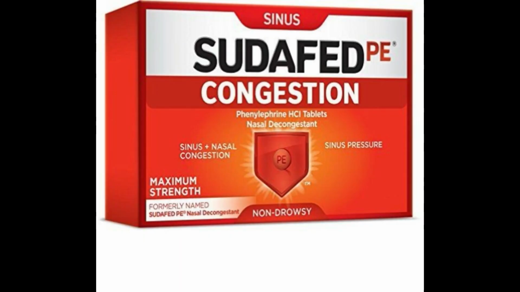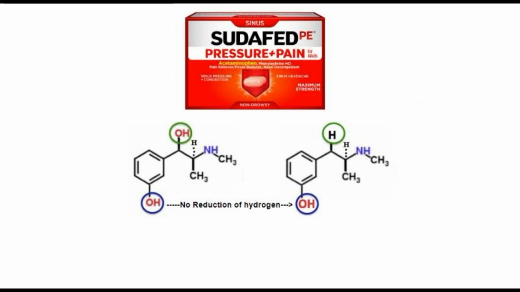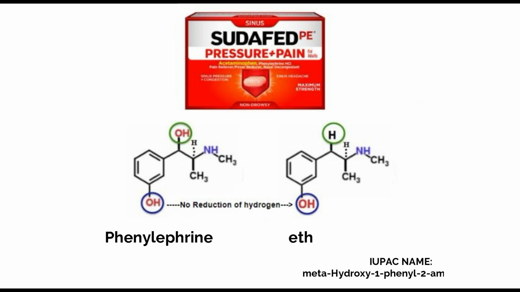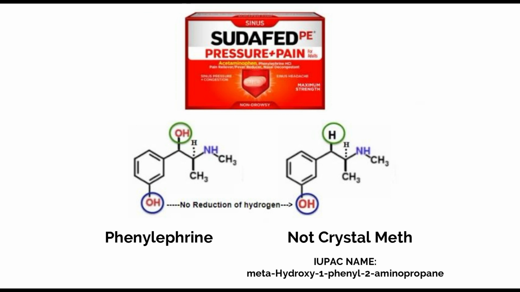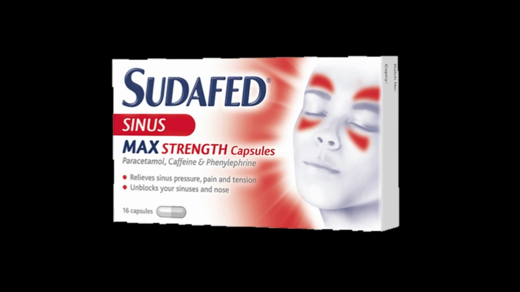Now, there is another type of Sudafed with no purchase restrictions. It's called Sudafed PE. The active ingredient is phenylephrine. Phenylephrine cannot be converted into methamphetamine because of the hydroxyl group circled in blue. Studies have shown that Sudafed works better as a decongestant than the alternative Sudafed PE.